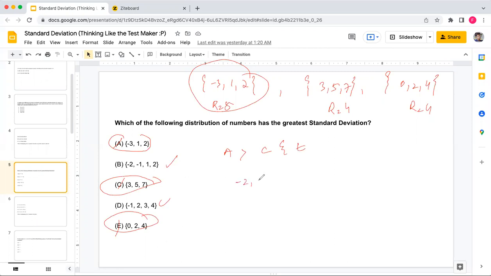B is -2, -1, 1 and 2, and D is -1, 2, 3, and 4. Okay, now see the range. The range of this is 4, and the range of this is 5. So this is also ignored. Now we are left with A and D.